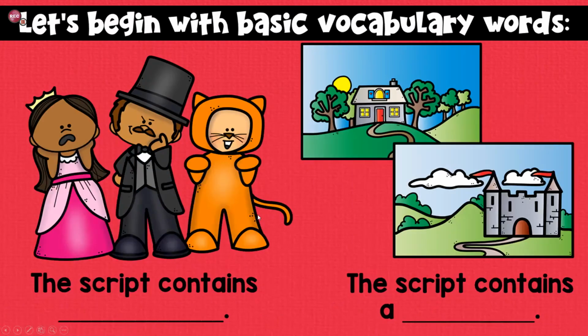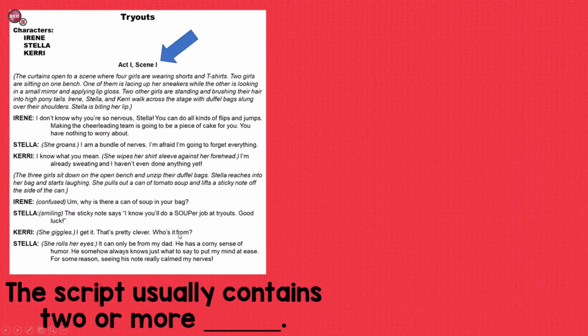Okay, very good. Here we have some more. The script contains, what are these? These are characters. The script contains characters, and the script contains setting. So now we have characters and setting, playwright and script. All right, the script usually contains 2 or more acts. There's never more than 3 acts in a play, but there's at least 2 acts in a play.